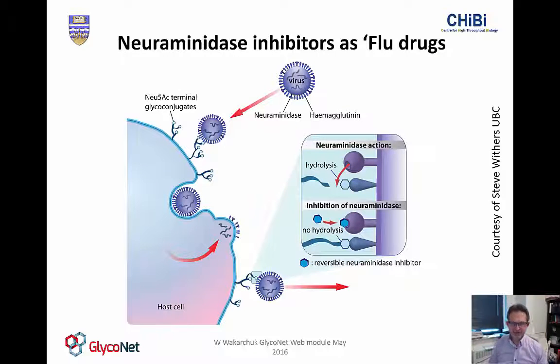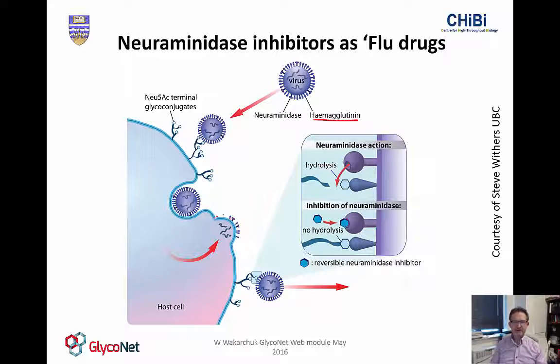The neuraminidase provides a very nice step for intervention in the influenza infectious process. So we already talked about the fact that we have the hemagglutinin, which is responsible for the initial binding to the sialic acid terminated conjugates on the cell surface. After the virus has been taken into the cell and the nucleic acid has been replicated and the proteins have been put into the cell surface, this is where the neuraminidase comes into play.